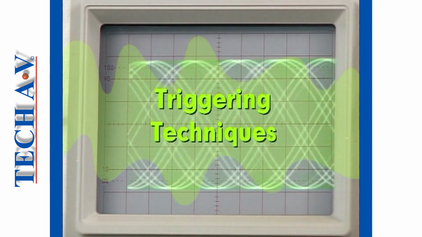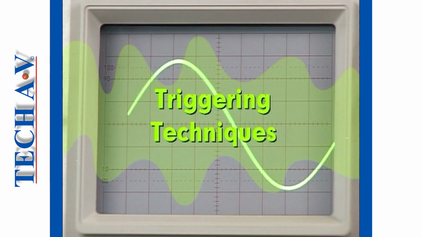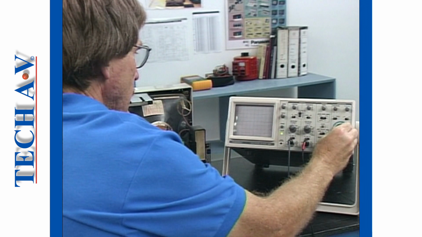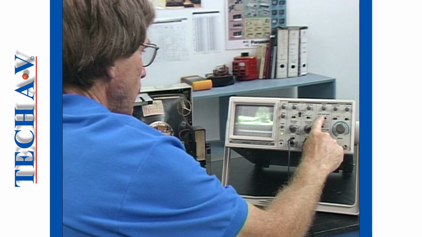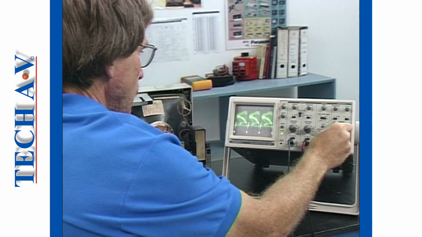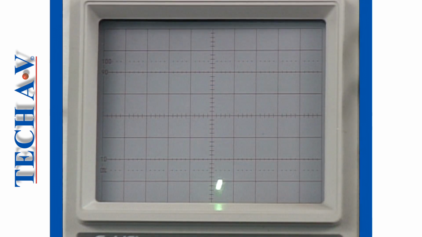Welcome back. In this section of the program, we deal with the technique of correctly triggering the oscilloscope. Triggering the horizontal time base is one of the most difficult adjustments to perform because of the many options available and the exacting requirements of certain signals.